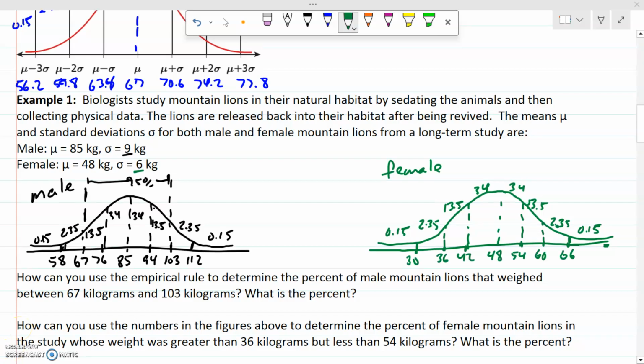So if you did this correctly, here are the numbers you should have. The mean for the male should be 85 in the middle, female should be 48 in the middle, and then on the males, you add 9 each time and subtract 9 each time to get the other numbers to the left and right.